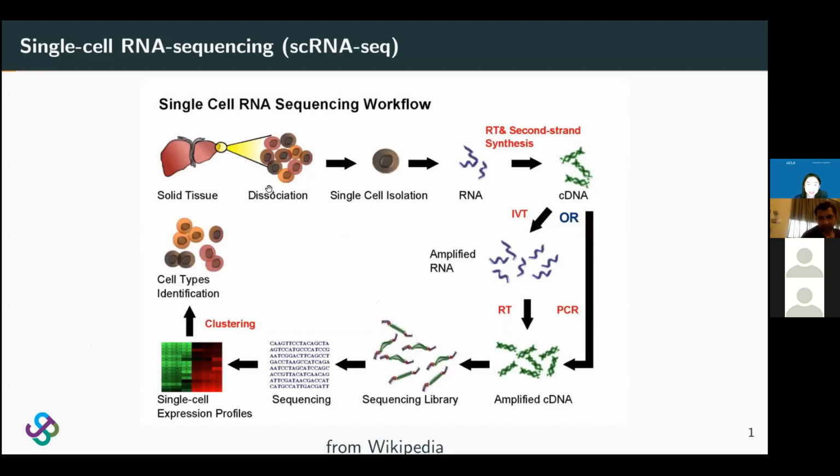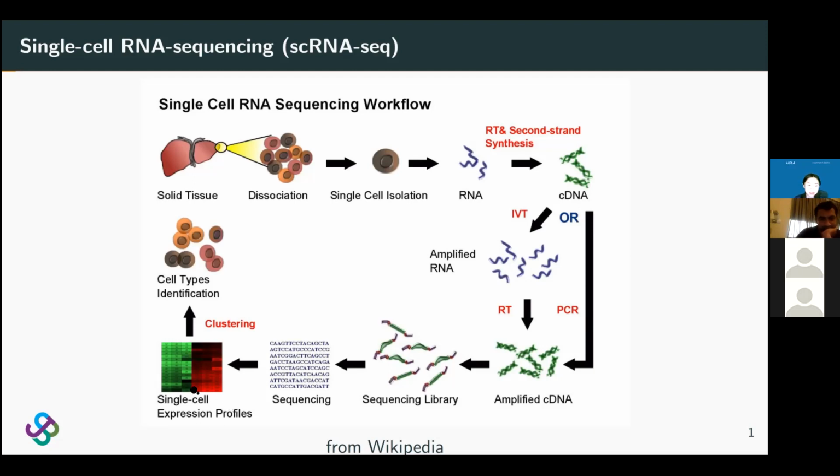So basically, there needs to be a dissociation step to obtain individual cells. And we need to be able to label the RNA within individual cells. And each RNA molecule will be reversely transcribed as cDNA and going through some amplification steps such as PCR and then get sequenced. So compared to bulk RNA-seq, the key difference here is that we are able to label the sequence reads for each cell.